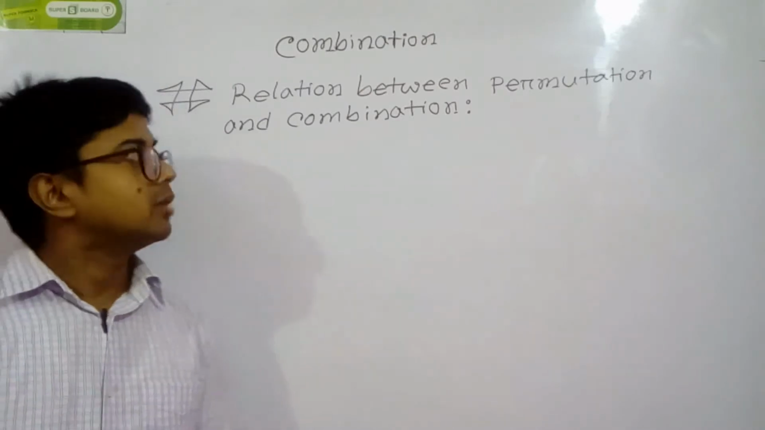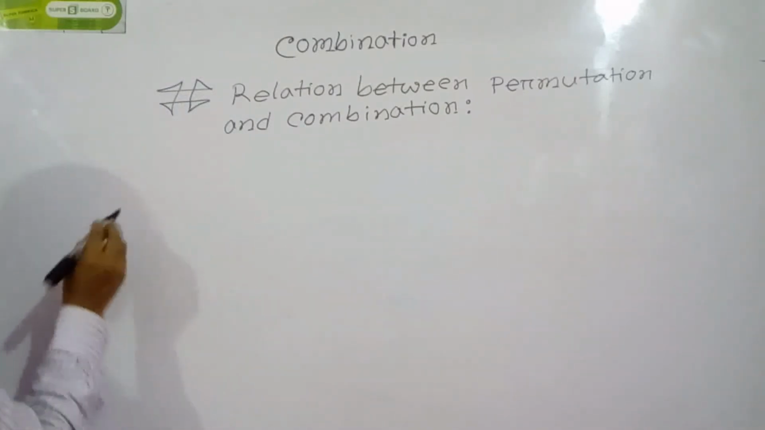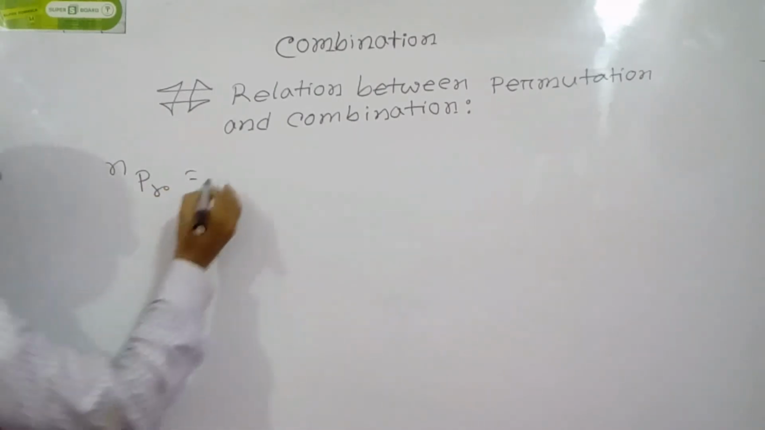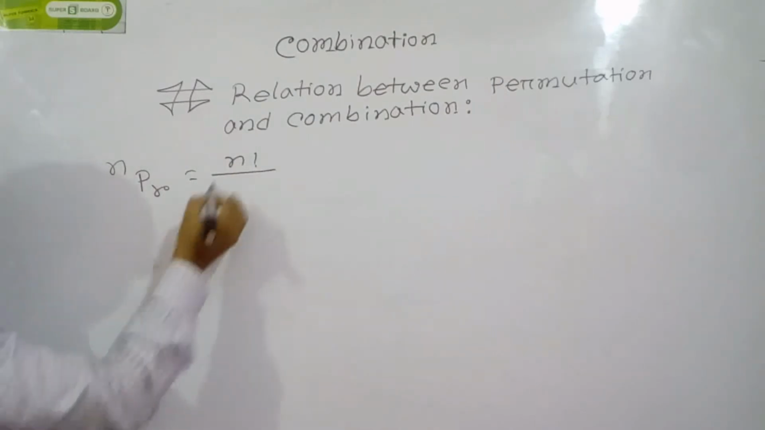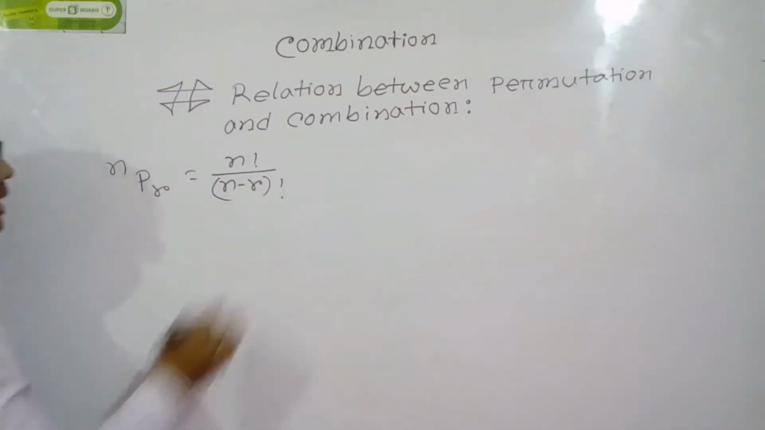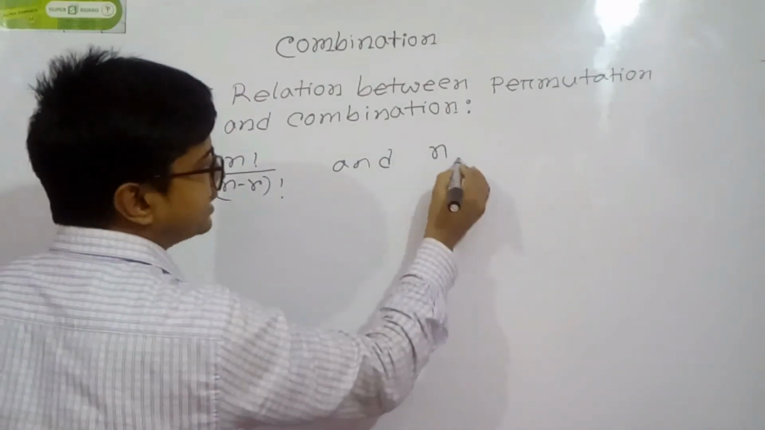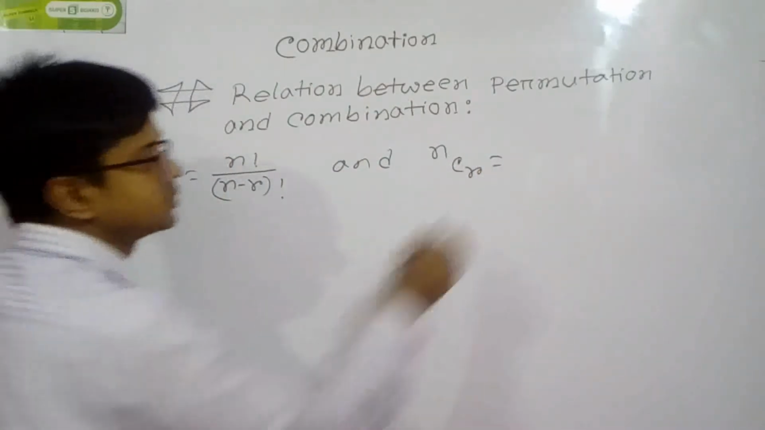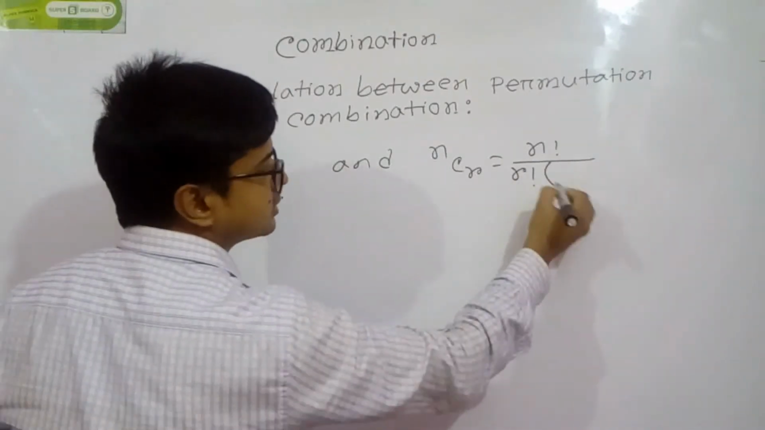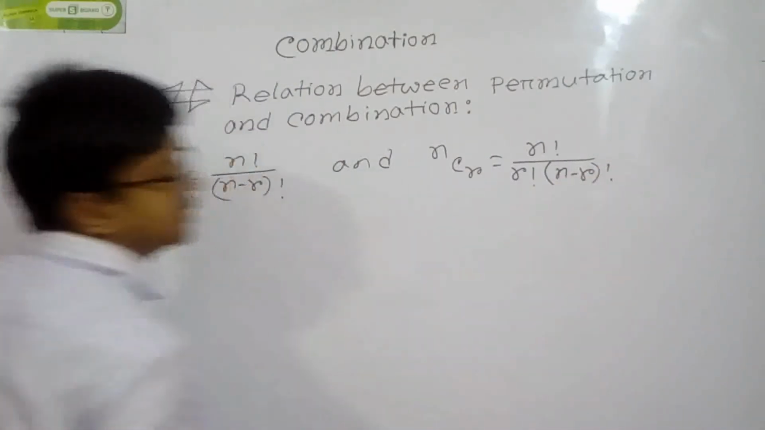Now, relation between permutation and combination. We all know that the formula of permutation is nPr equals factorial n by factorial n minus r, and the formula of combination nCr equals factorial n by factorial r, factorial n minus r.